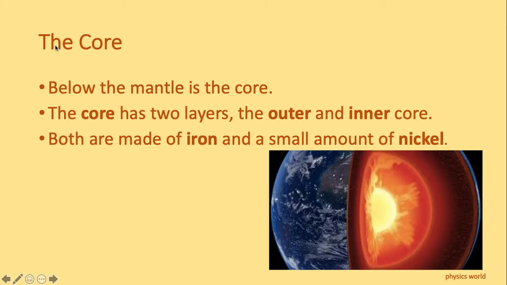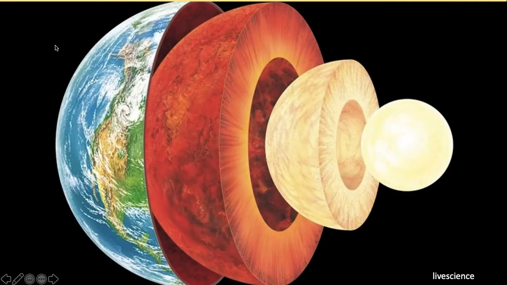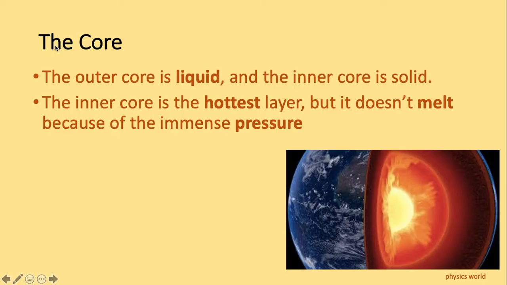The core. Below the mantle is the core. The core has two layers, the outer and inner core. Both are made of iron and a small amount of nickel. Here's the image again: the crust, the mantle, outer core, and inner core. The outer core is liquid while the inner core is solid. The inner core is the hottest layer, but it doesn't melt because of the immense pressure. The inner core is close to the same temperature as the sun.